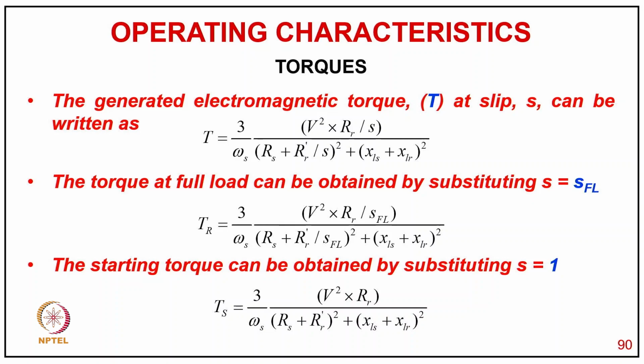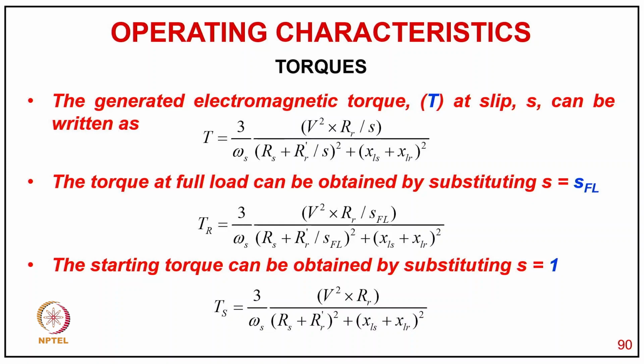The total torque at full load can be obtained by substituting S equal to SFL. So TFL equals 3 divided by omega s, that is, V square into RR upon SFL, in bracket RR plus RR dash upon SFL square, plus in bracket XLS plus XLR square. And starting torque can be obtained by putting S equal to 1.